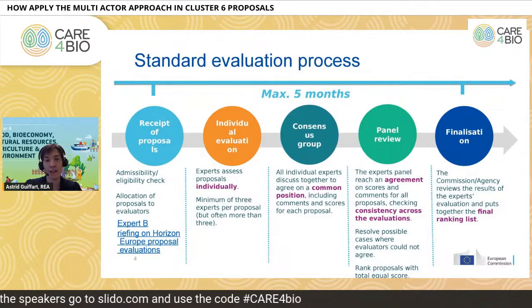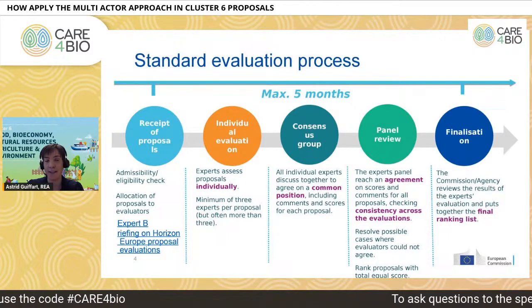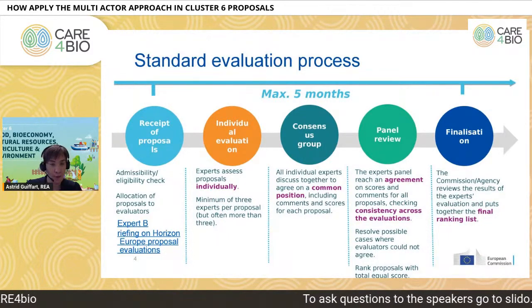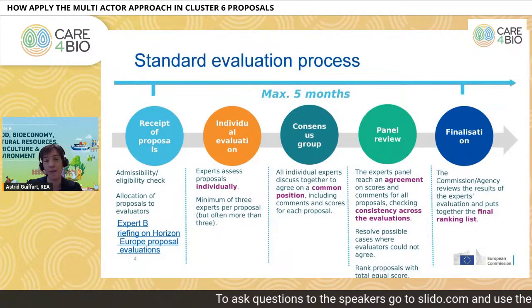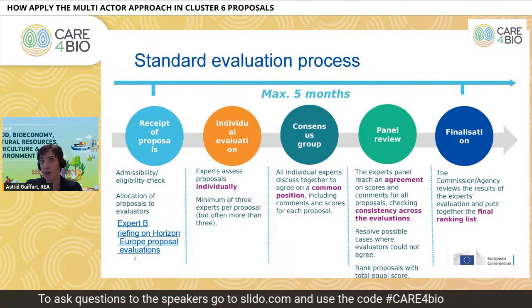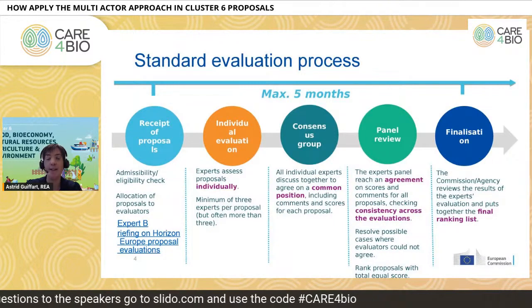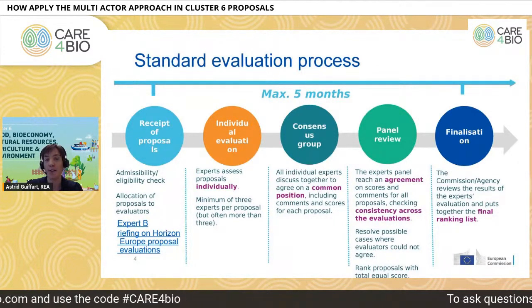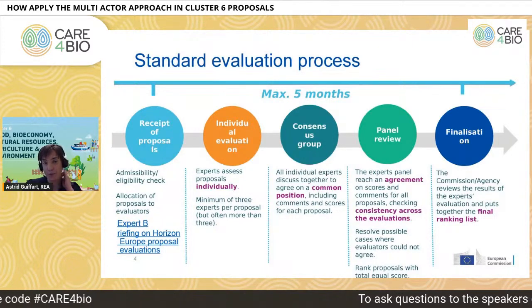Once we have made sure that no conflict of interest is detected by us or by the evaluators, they have to start evaluating the proposal individually. So they don't know each other, they work separately on their assessment. A minimum of 3 experts is required for each proposal.